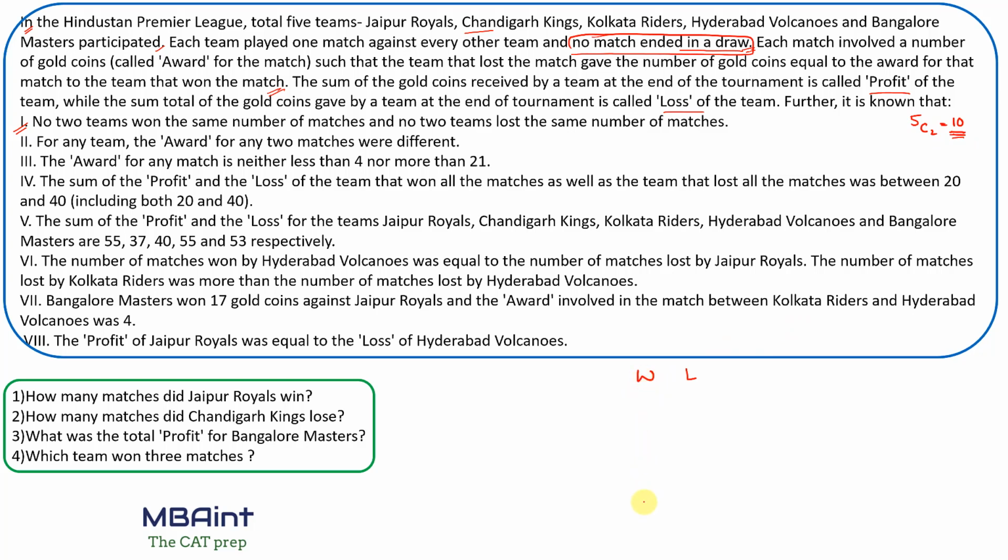Fine. So the total number of wins would also equal the total number of losses, and that equals the total number of matches. Now from the first point you can easily make out that no team won the same number of matches and no team lost the same number of matches. So till this point it is very clear that if no team won the same number of matches, then no team lost the same number of matches. Anyway, now we have to see the combination, because altogether there would be 10 wins because of 10 matches, or 10 losses, right?